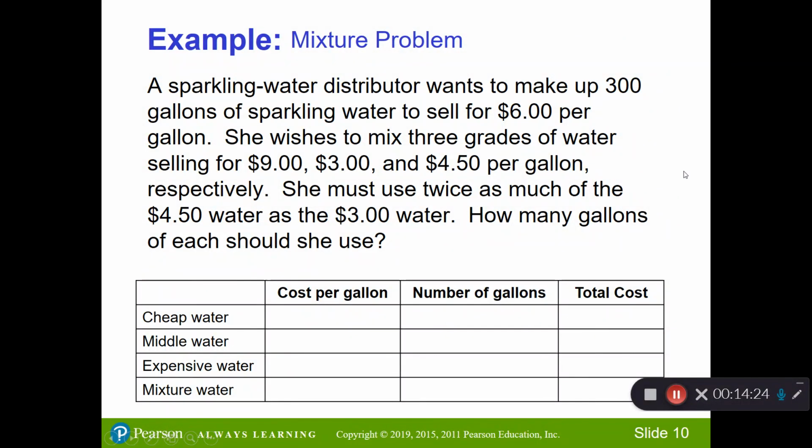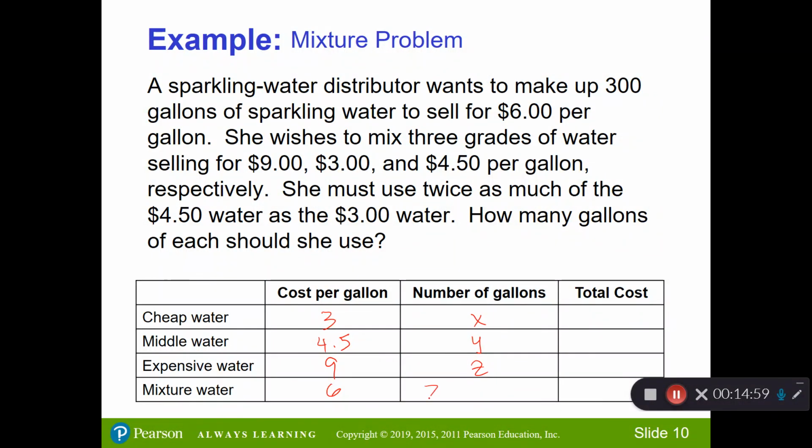All right, a sparkling water distributor wants to make up 300 gallons of sparkling water to sell for $6 per gallon. She wishes to mix 3 grades of water, selling for $9, $3, and $4.50. All right, so the cheap one is the $3, the middle is $4.50, and the expensive one is the $9. My mixture needs to sell for $6. All right, I need to use twice as much of the $4.50 water as I do the $3 water, but otherwise I don't know. So I'll just call this X, this is Y, this is Z.